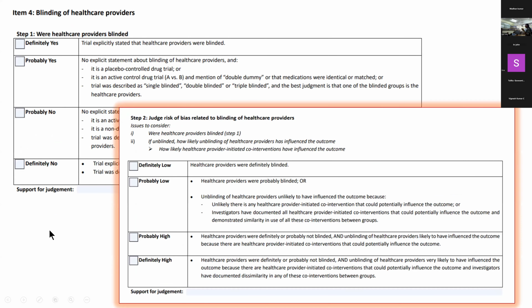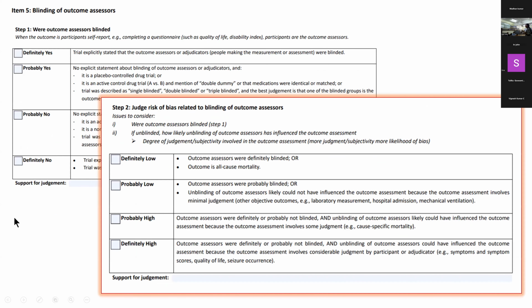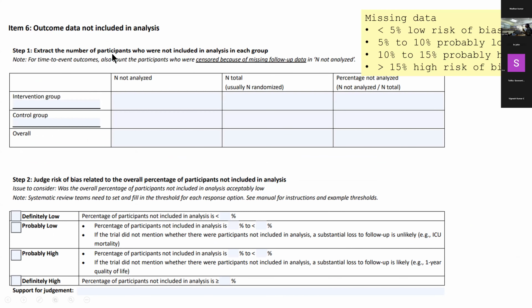So similarly for the other items also, you have 2 steps. And the last item, that is outcome data not included in analysis. Here in robust RCT, if you have less than 5% missing data, it's called low risk of bias. If you have about 5 to 10% missing data, it's called probably low risk of bias. 10 to 15% missing data is probably high risk of bias. And more than 15% missing data is called as high risk of bias.